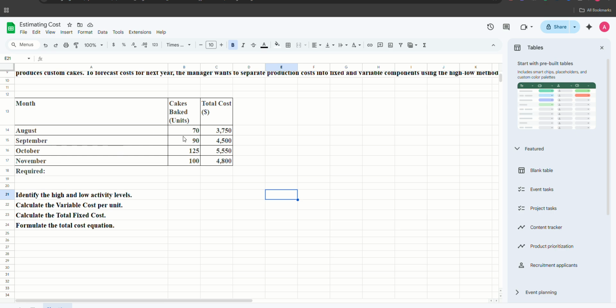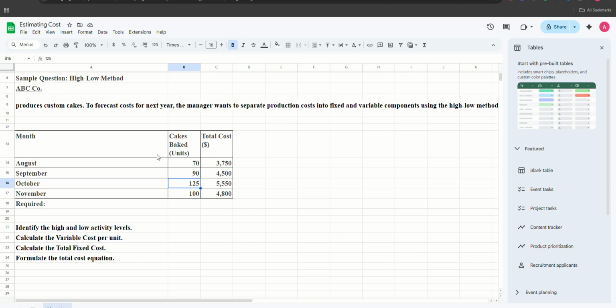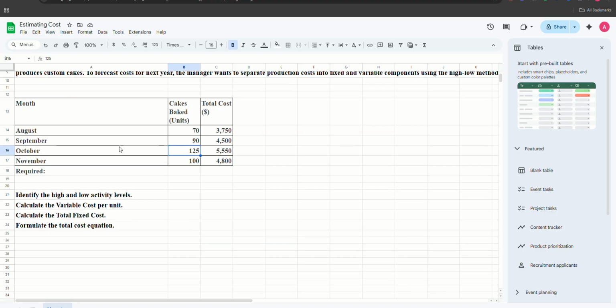So in this table, you can find that in October, 25 October, the highest activity level was observed. So I'm going to highlight it with yellow.